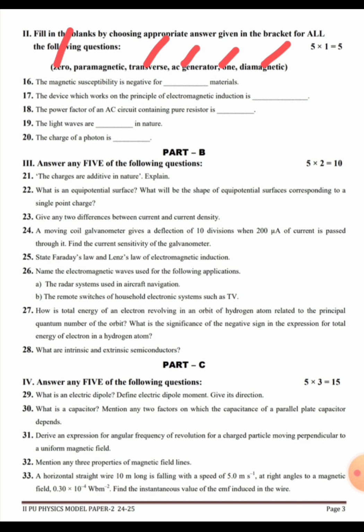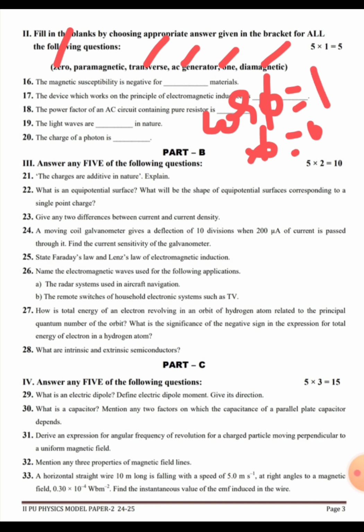Otherwise, what is the power factor of an AC circuit with pure resistor? Power factor is nothing but cos phi, where phi is the angle between voltage and current. In a pure resistor, current and voltage are in phase, so phi is 0. Cos of 0 degree is how much? 1. So that's why power factor, which is cos phi, is 1 in case of a pure resistor circuit.